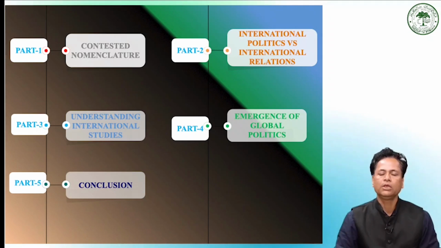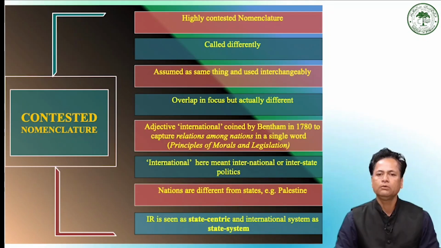We will be proceeding like this. First, we will be talking of the contested nomenclature for the discipline. Second, we will be talking of international politics and international relations, and then we will be differentiating between the two. Third, we will be talking of international studies. Fourth, we will be covering the emergence of global politics and how that has affected the earlier use of the terms international politics and international relations. Then we will be ending our discussion with certain important concluding points.